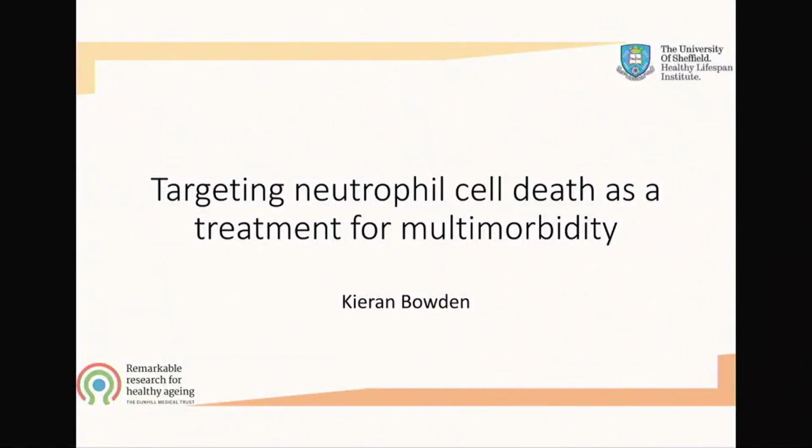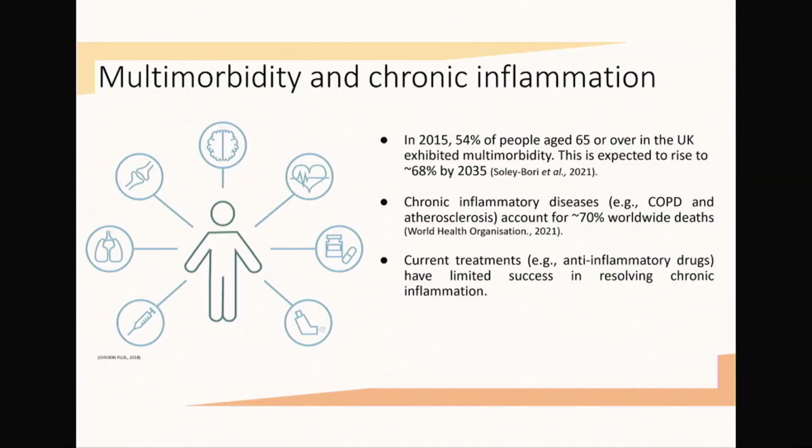Hi, I'm Kieran. I'll be talking to you about my PhD project so far, which has been on targeting neutrophil cell death as a treatment for multimorbidity. So first of all, why am I even looking at multimorbidity? Multimorbidity is defined as the presence of two or more chronic conditions in any one person at any one time. And in 2015, around 54% of all people aged 65 or over in the UK exhibited some kind of multimorbidity. And this is a figure which is expected to rise by 2035.